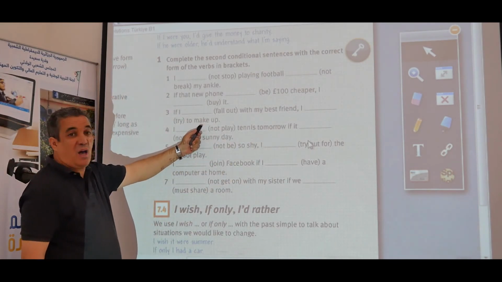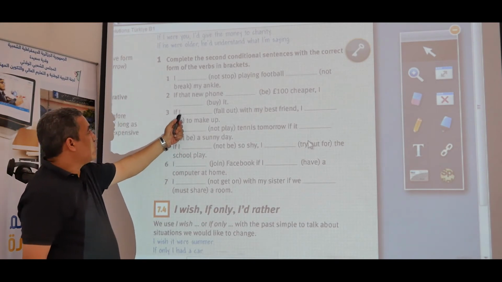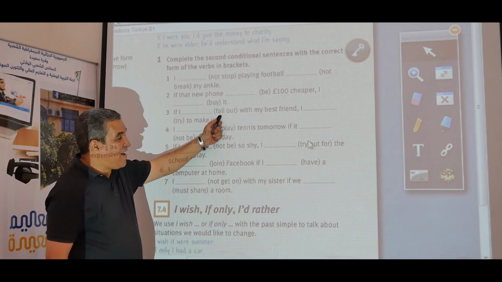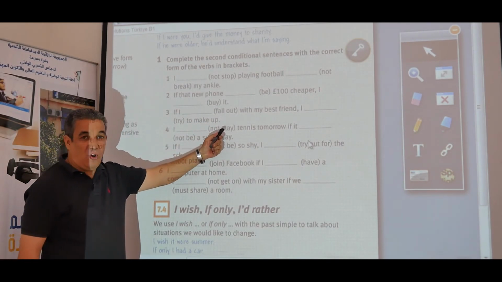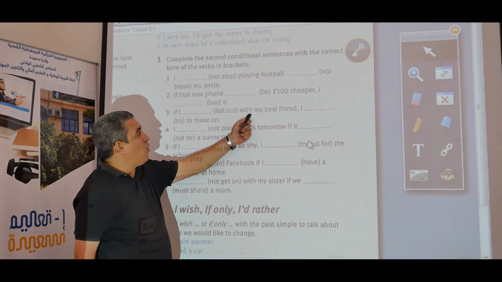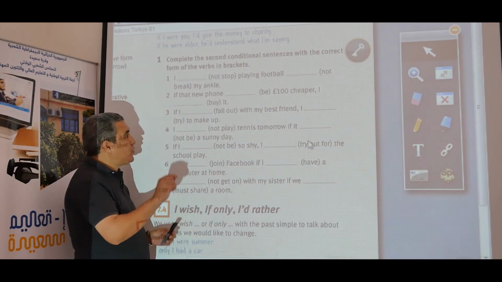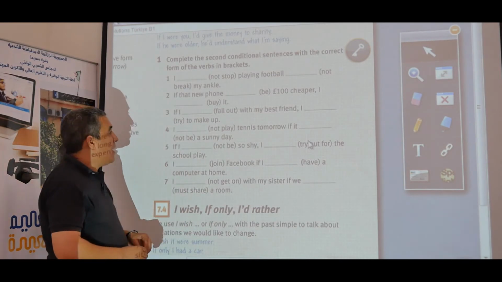Number 3, if I to fall out with my best friend, I to try to make up. So, if I fell, past simple of fall, F-E-L-L. If I fell out with my best friend, I would try to make up. Second conditional.